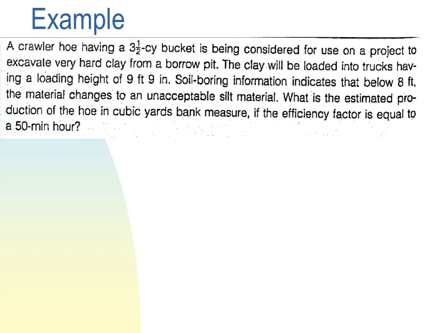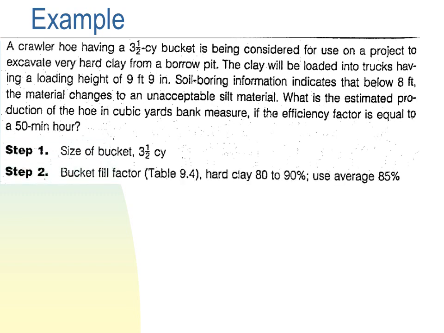So if I'm having such a case of a 3.5 cubic yard bucket, doing an excavation in clay, and the loading height is 9 feet 9 inches in the hauling units, and the soil boring information indicates that below 8 feet the material changes to unacceptable silt material. What is the estimated production of the hoe in cubic yards bank measure if the efficiency factor is equal to 50 minutes per hour? So simply, the size of the bucket is 3.5 cubic yards.